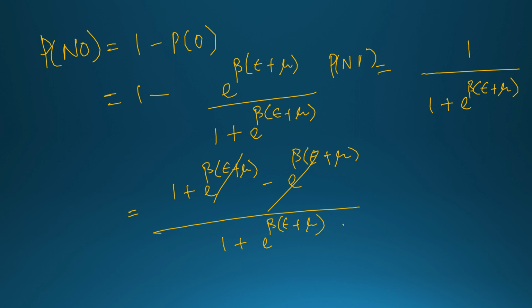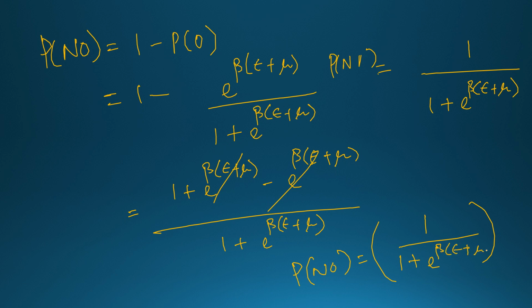So for n sites it will be what? There are n lattice sites, so it will be this to the power n. Simple. That will be the answer. This will be your answer.